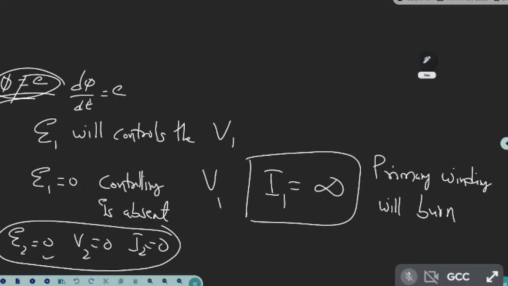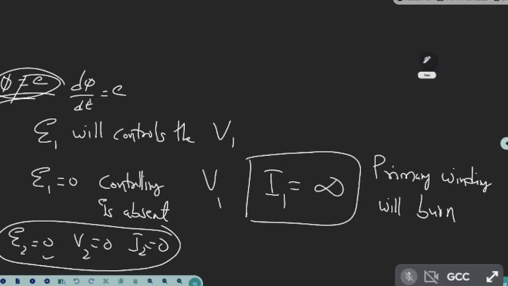Only d phi by dt gives you an E. So there is no d phi by dt. What do you mean by d phi by dt? Phi is changing with respect to time: positive value, negative value, zero value, increasing value, decreasing value. The flux has to change. But here flux is constant, which means there is no induced EMF, so E1 is 0. Actually E1 controls V1. Because the controlling is absent, the primary current increases rapidly and reaches infinity.